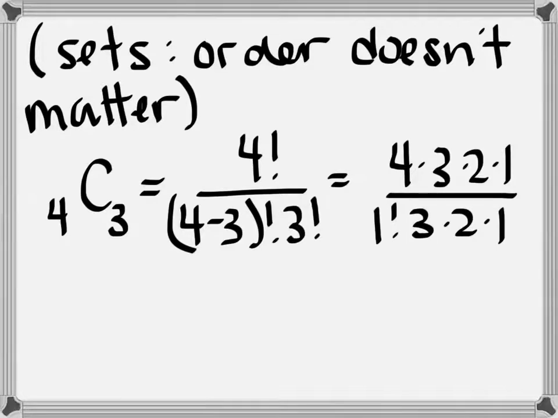So we have 4 factorial over 3 factorial times 4 minus 3 factorial. That gives us 4 times 3 times 2 times 1 over 1 factorial times 3 times 2 times 1, or if you will, that gives us 4, because 1 factorial is 1.